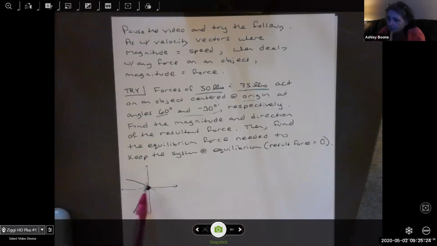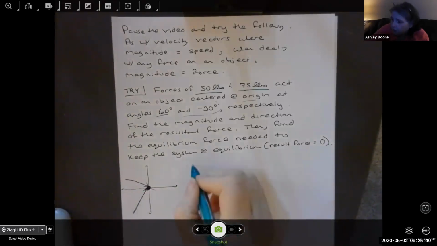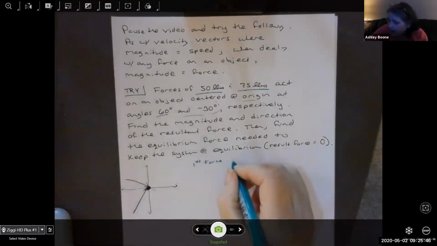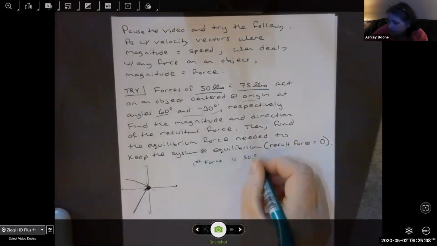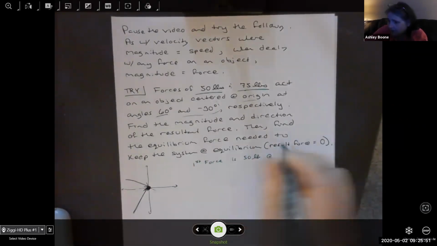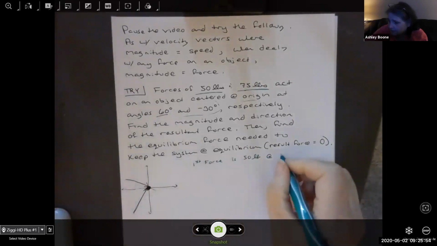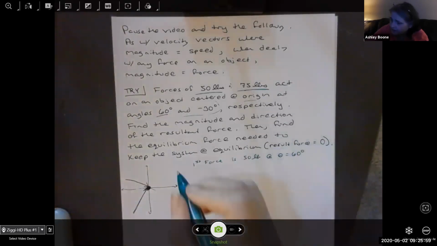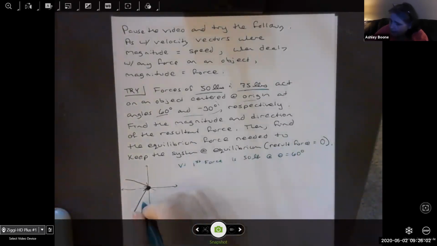But that object's being moved this direction and this direction. What's the result of that? It's very similar to what we did before. And what I'm going to do is come up with a vector for each one. So the first force, okay, is 50 pounds at an angle of 60 degrees. Okay, I can come up with a vector for this. So I'm going to let V be this vector.